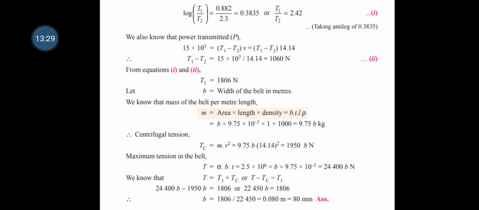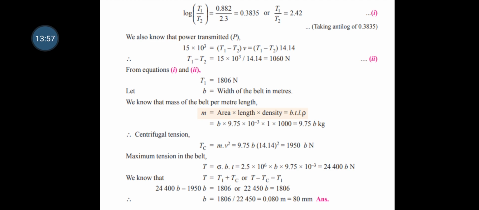As we know, the power transmitted, 15 kilowatt, is equal to T1 minus T2 into V. So we are getting T1 minus T2 is equal to 1060 Newton. By solving equations 1 and 2, we are getting the T1 value. T1 is equal to 1806 Newton.